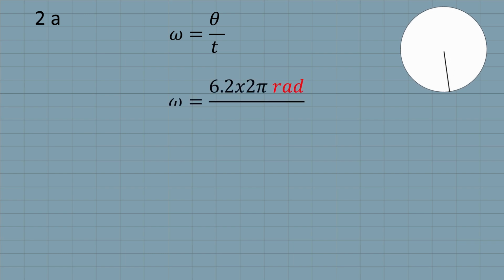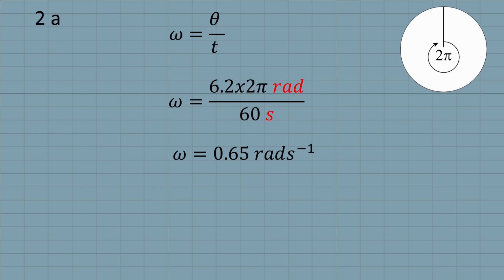So if it's making 6.2 revolutions, that will correspond to an angular displacement of 6.2 times 2 pi, which is 12.4 pi radians. Divide that by 60 seconds and you get an answer of 0.65 radian per second.